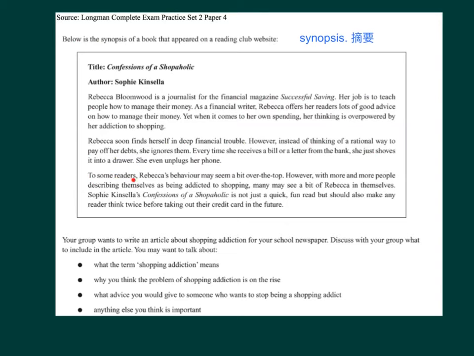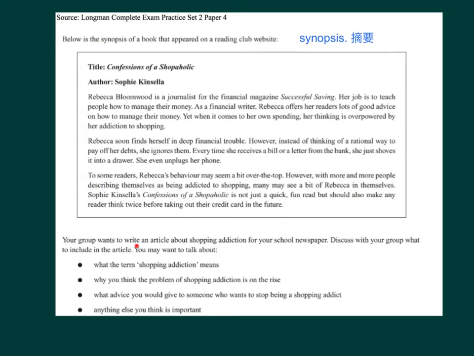To some readers, Rebecca's behavior may seem a bit over the top. However, with more and more people describing themselves as being addicted to shopping, many may see a bit of Rebecca in themselves. Sophie Kinsella's Confessions of a Shopaholic is not just a quick, fun read, but should also make any reader think twice before taking out their credit card in the future.